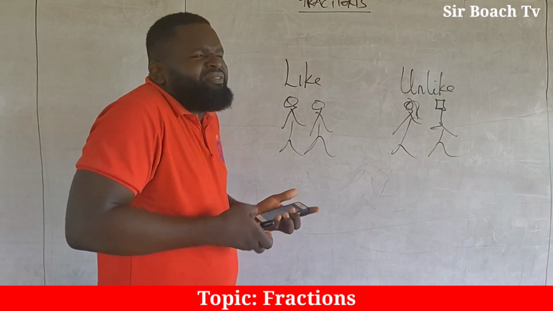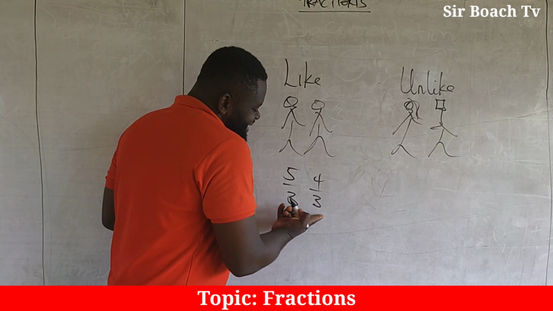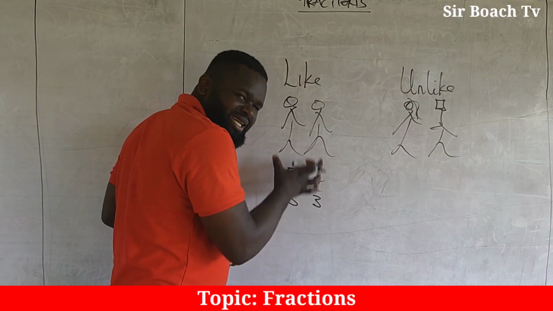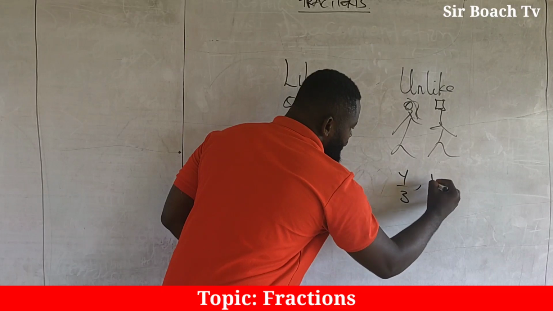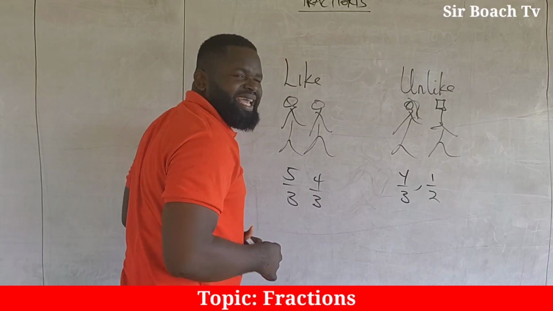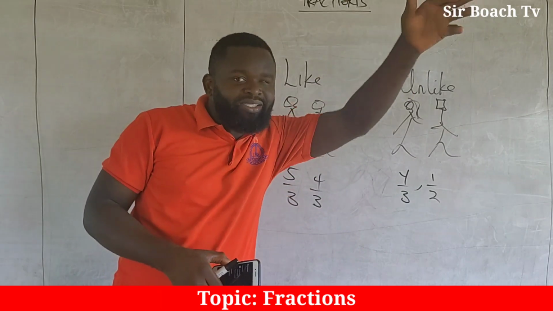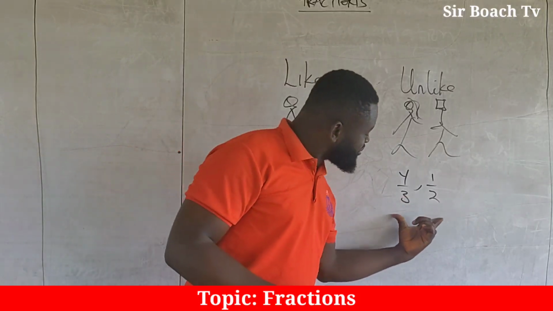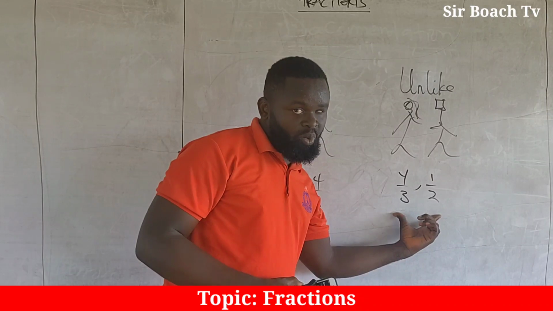So if we have fractions like 5/3 and 4/3, you see that the denominators are the same. If the denominators are the same, it is seen as what? Like fractions. But if we have 4/3 and 1/2, the denominators are not the same, so they are unlike fractions. So the difference between like and unlike fractions is the denominators. If we have two or more fractions whose denominators are the same, they are like fractions. But when they are not the same, they are called unlike fractions. I hope we are moving.